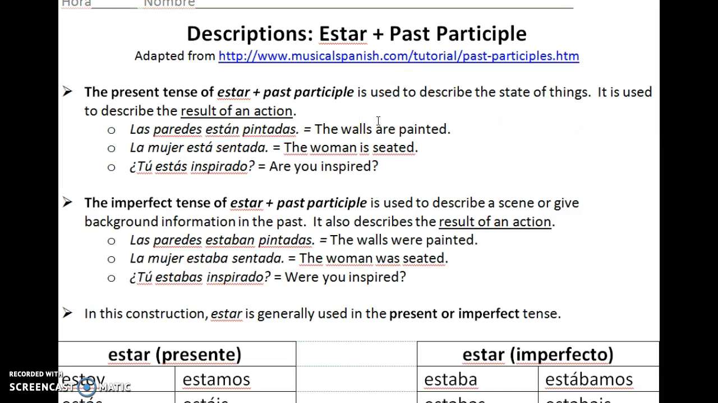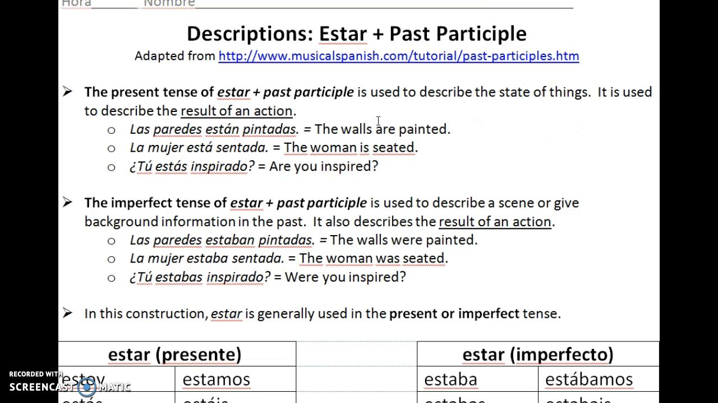The present tense of estar plus the past participle is used to describe the state of things, and it's used to describe the result of an action. For example, if somebody painted the walls, that's an action. What's the result of that action? That the walls are now painted. So we would say las paredes están pintadas.